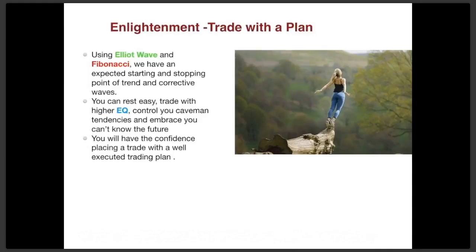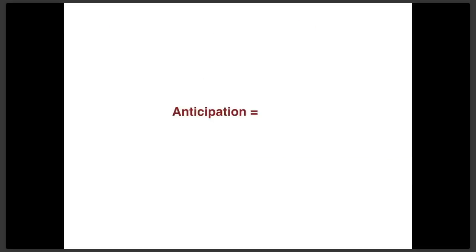So again, by using Elliott wave and Fibonacci, we have an expected starting and stopping point of a trend and corrective wave, right? So you can rest easy, trade with higher EQ, control your caveman tendencies, and embrace that you cannot really know the future, but you have a context of the risk and reward per trade. And with that, you have the confidence placing a trade with a well executed trading plan. So I always believe that anticipation is power.